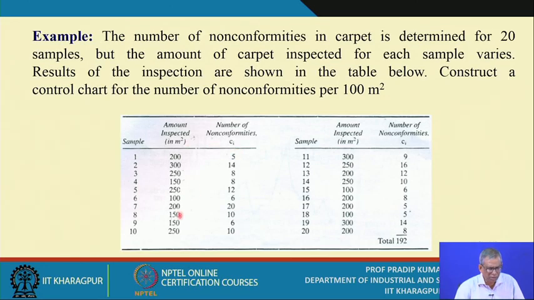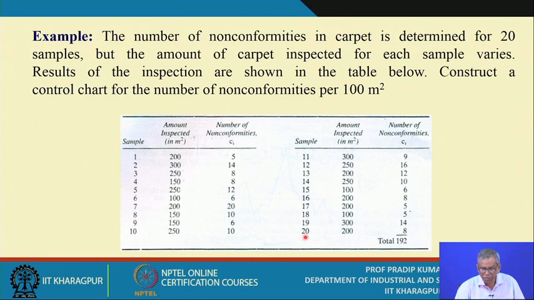So this is an example. Here you will find that the inspected area varies from one sample to another. For sample 1 it is 200, for sample 2 it is 300, and similarly for all other samples. Then you count the number of nonconformities in each sample, like 5, 14, 8 and so on.